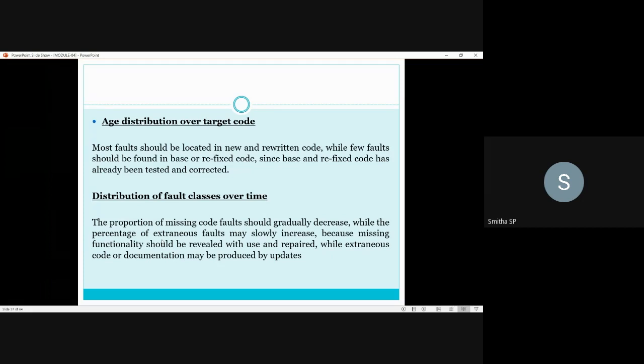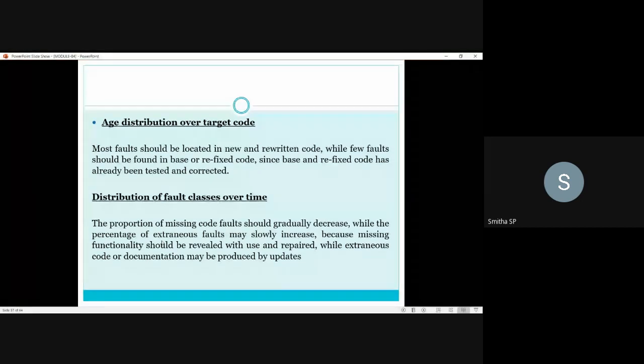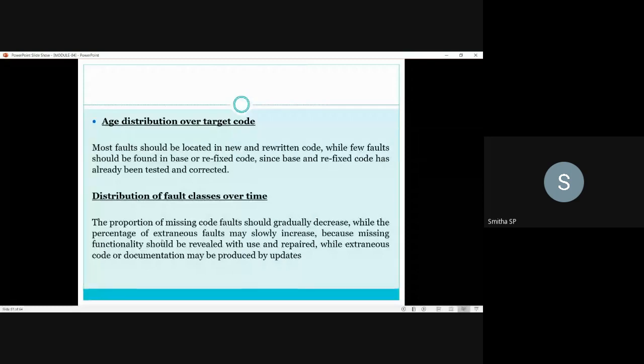Okay, what you will be adding, or it may be like the extra documentation that may be produced in the later updates of the software. So that may increase, but the missing code faults should gradually decrease. Okay, that's what they are telling in this point.